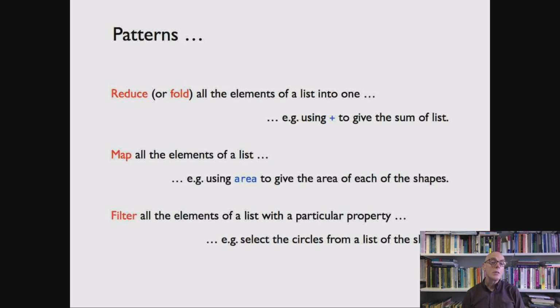Now, to use the terms that we use, we think of the first thing as being reducing or folding the elements together into a single result. So we fold plus into the list, or reduce plus into the list, to give the sum of a list. We call the second operation mapping. So we map a function along a list, applying the function to every element. And then finally we filter the elements of a list with a particular property.